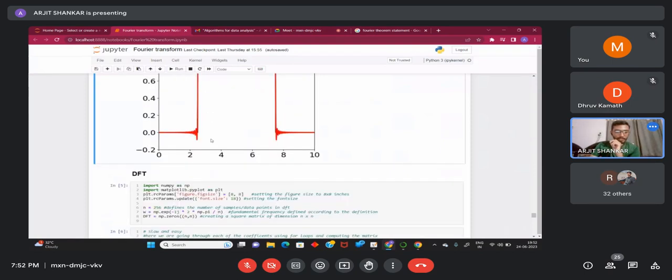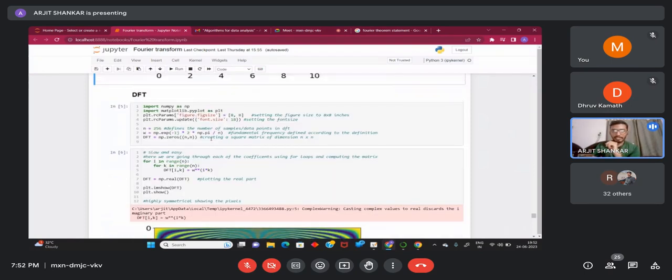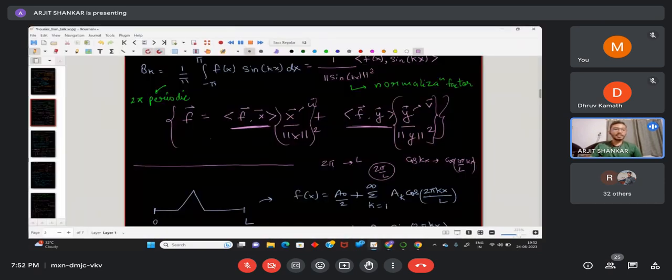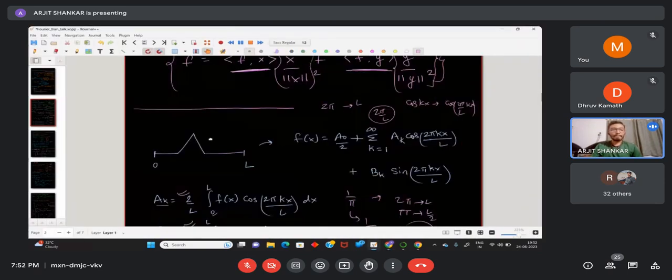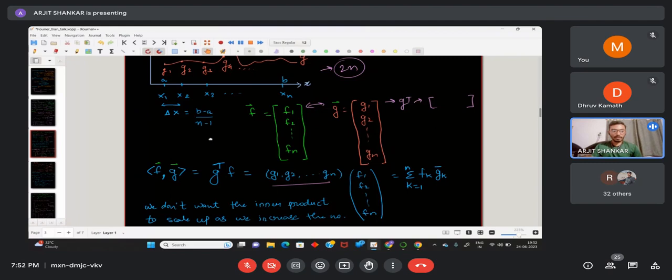So I'll move forward now. We will move towards something called the discrete Fourier transform. There is the continuous Fourier transform and the discrete Fourier transform. Discrete Fourier transforms are really important, because from here we will move forward to the fast Fourier transforms. If you have understood until now, the rest of the part is pretty much easy. So let's move forward.